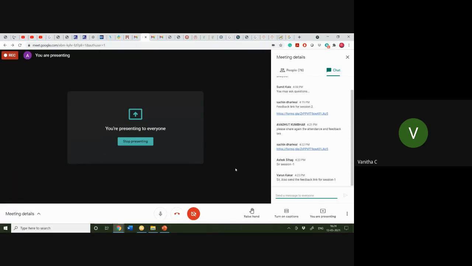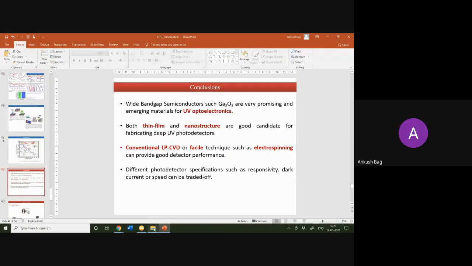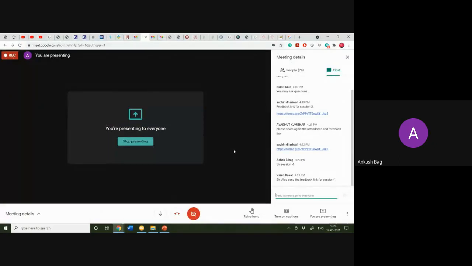Which is the instrument used to obtain electrical characterization as well as transient response? Okay, so that electrical setup is again a custom-made setup, I would say. We do not have any sophisticated photo detector characterization setup. So we have used the Keithley 4200 to measure these electrical responses.